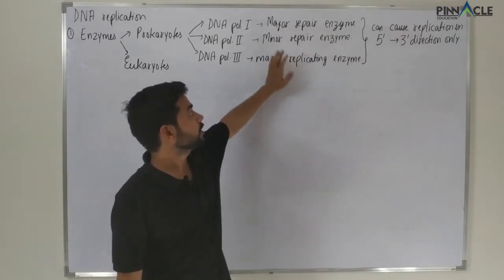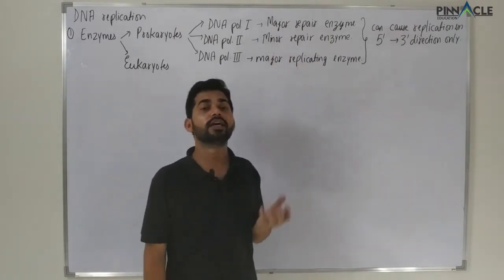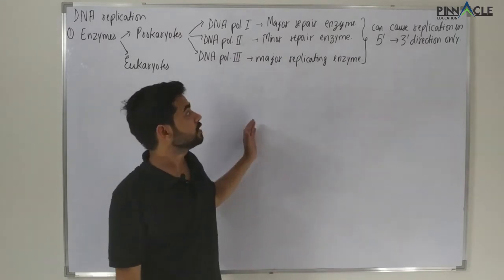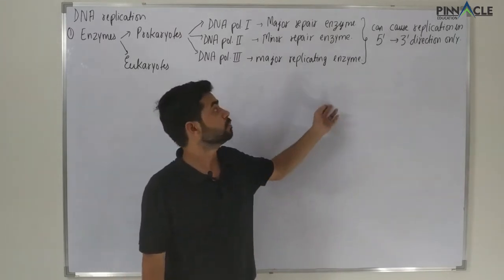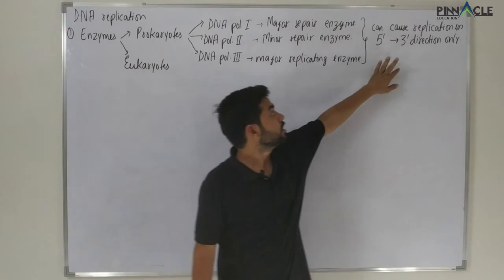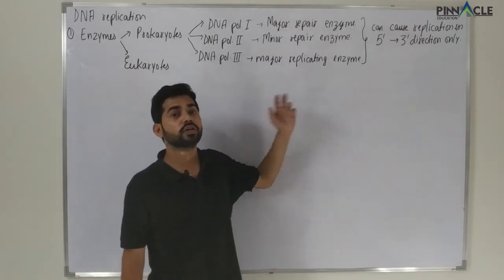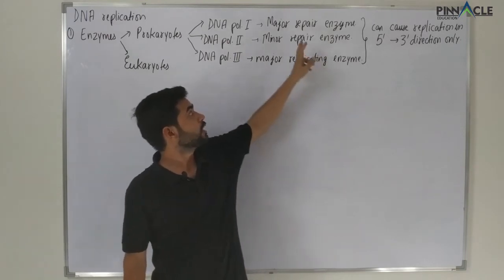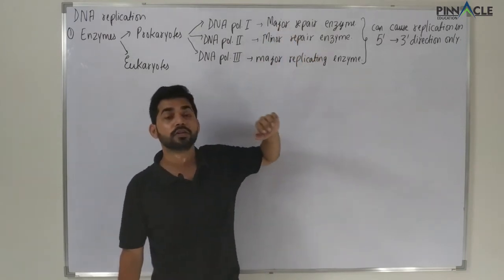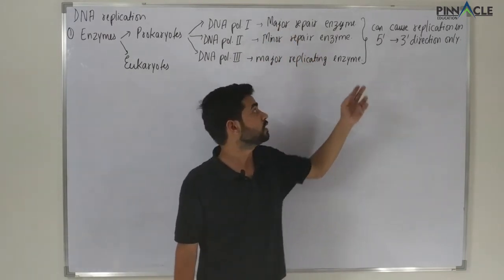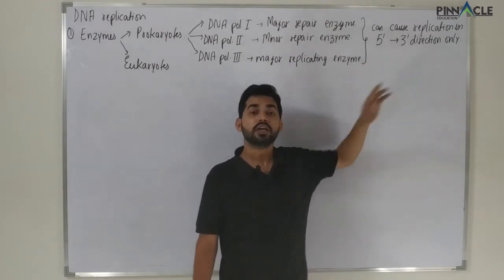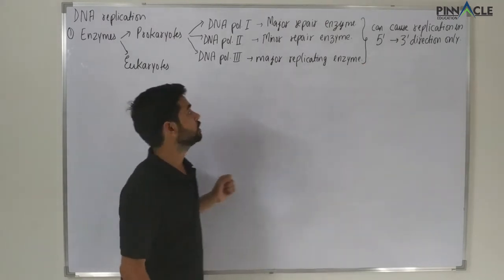Apart from that, these 3 enzymes also have exonuclease activity. That is, they can remove the bases in the 3' to 5' direction, that is reverse of this direction. But since it is a crash course class, we are not going into those details. Apart from that, DNA polymerase 1 also has certain exonuclease activity in the 5' to 3' direction. So there are also lots of properties about these enzymes.